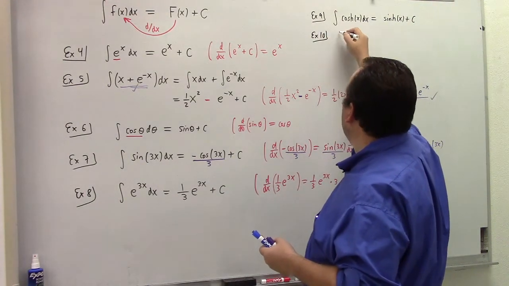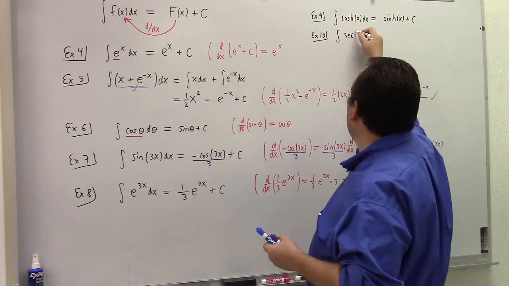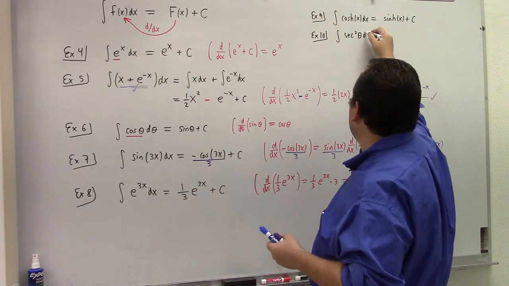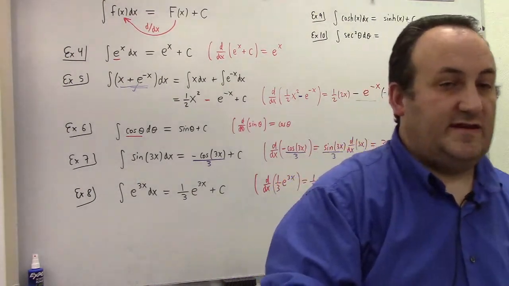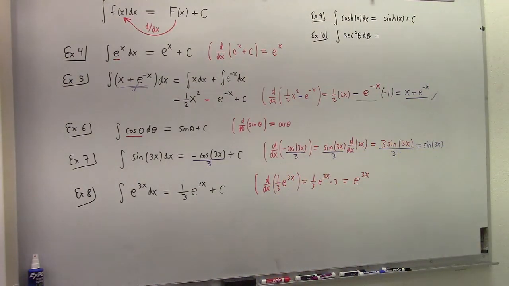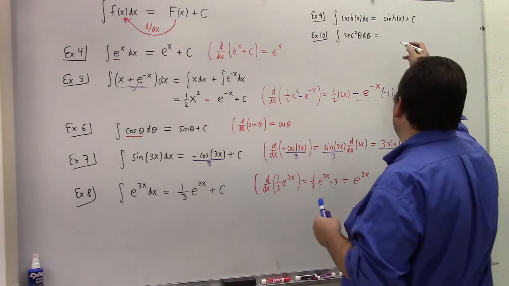Example 10, what's the integral of secant squared theta d theta? Tangent, right? Because the derivative of tangent is secant squared, so that makes that tangent.